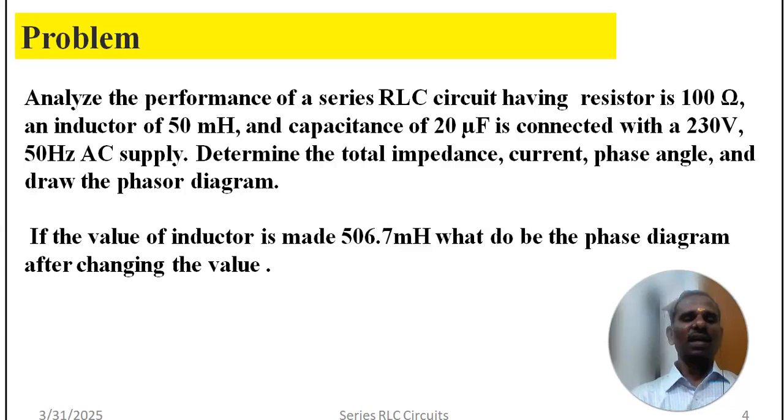We have a problem. Analyze the performance of a series RLC circuit having a resistor of 100 ohms, an inductor of 50 millihenry and a capacitance of 20 microfarad, which is connected to a 230 volt, 50 Hz AC supply. Determine the total impedance, current flowing through the circuit, phase angle and draw the phasor diagram. If the value of the inductor is made 506.7 millihenry, what would be the phasor diagram after changing the value? So this is the question.